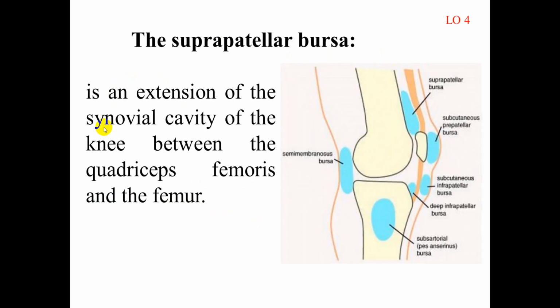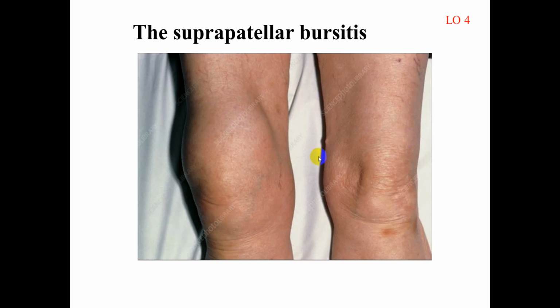The biggest one is the suprapatellar bursa, which is in reality an extension of the synovial cavity of the knee upward between the quadriceps tendon and the femur. And synovitis or bursitis of the suprapatellar bursa will lead to diffuse swelling of the knee and just above the patella.